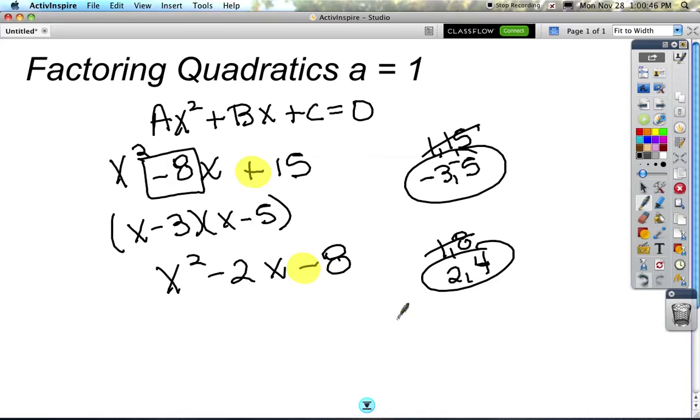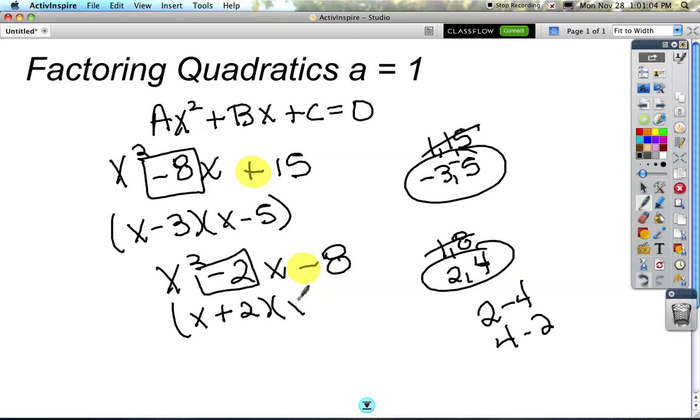So you really have to understand your rules of integers. If you're subtracting, your signs are different. Is it going to be 2 minus 4 or 4 minus 2 to give me a negative 2? 2 minus 4. So my 2 is positive, my 4 is negative. Questions on either one of those?